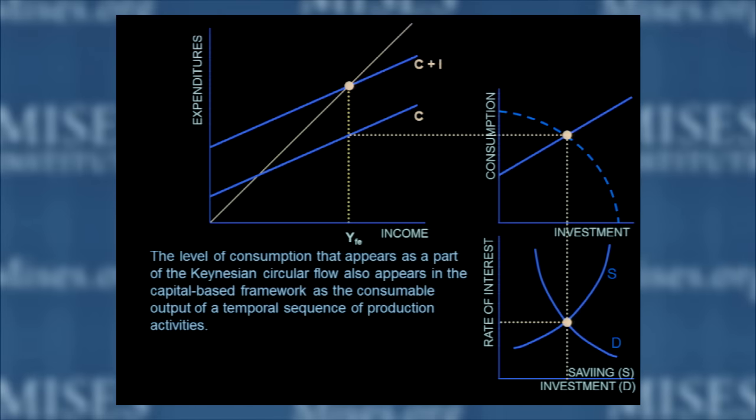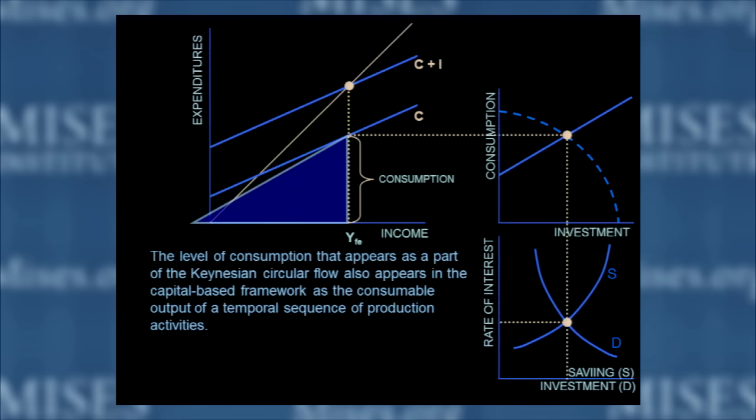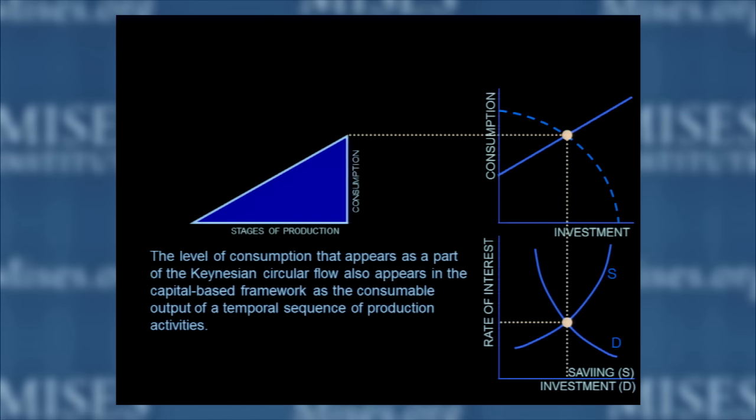I've reset the whole thing, where we've got just the outline of how things are set up without any shifting at this point. So the level of consumption that appears as part of the Keynesian circular flow also appears in the capital-based framework as the consumable output of temporally sequenced production activities. That's consumption in the Keynesian theory; well, that's consumption at the end of that Hayekian triangle. So let me put that Hayekian triangle in there. There it is. I've jettisoned C plus I plus G and put the Hayekian triangle in.